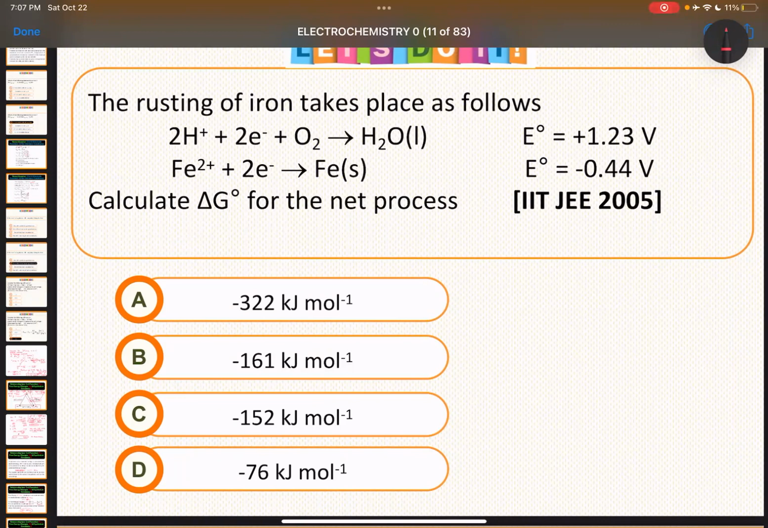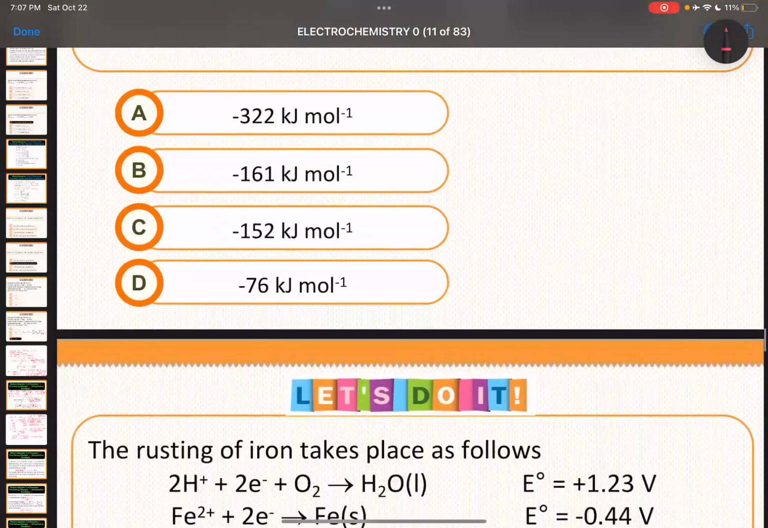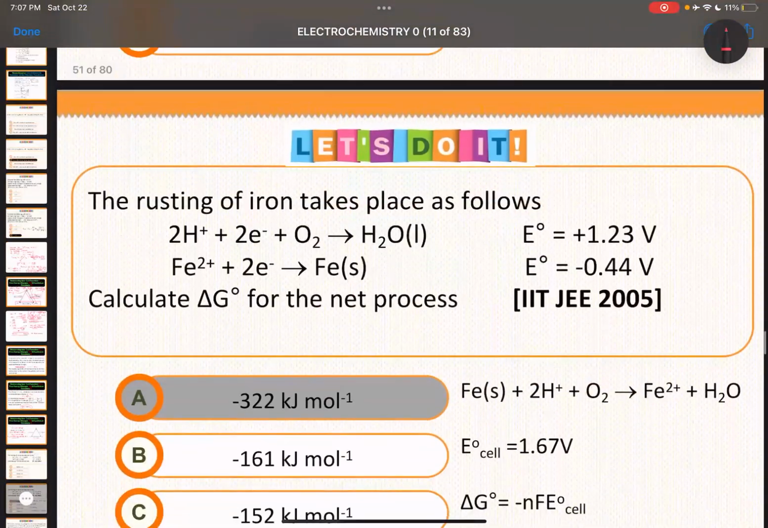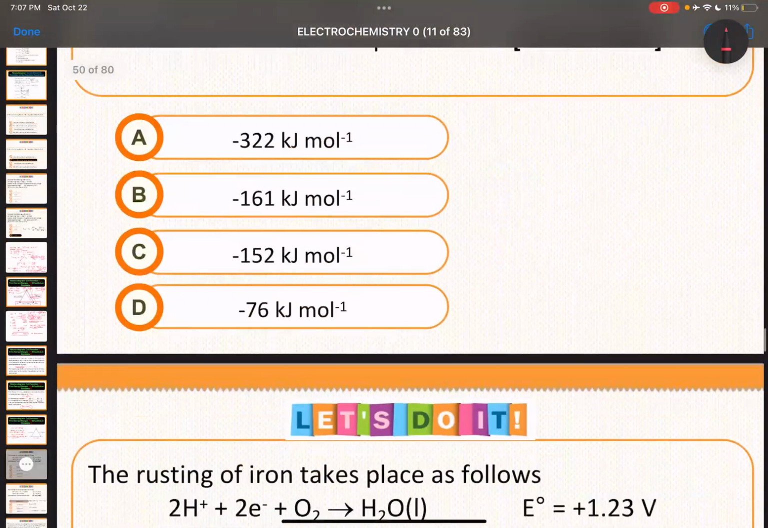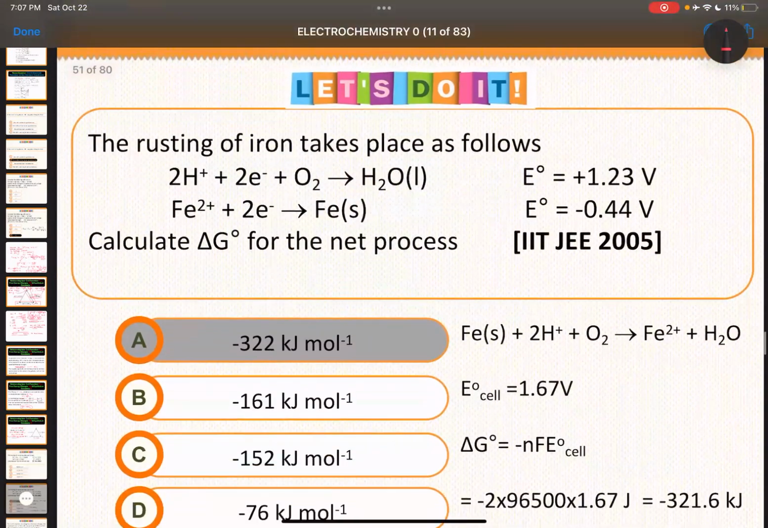So what's the Gibbs free energy change for the overall process? Option C. Okay, let's take the answer. It's option A. So the net process you need to write.